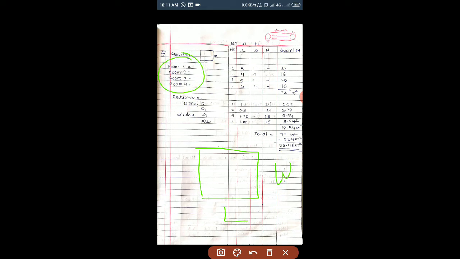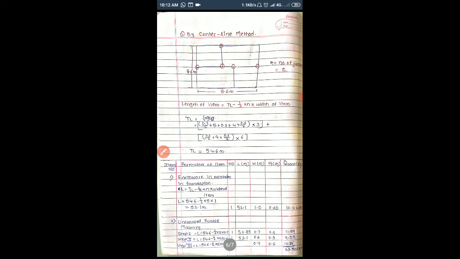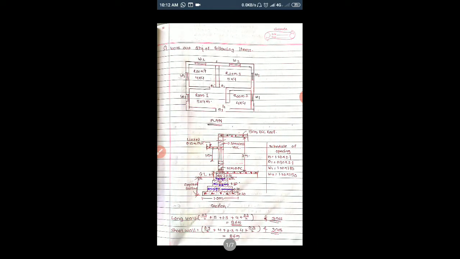Calculate it for separate rooms, room 1, 2, 3, 4, and just calculate the quantity of floor. Deduction part is not there in the flooring. Just calculate the total quantity for flooring. This part we have calculated by using long walls and short walls.